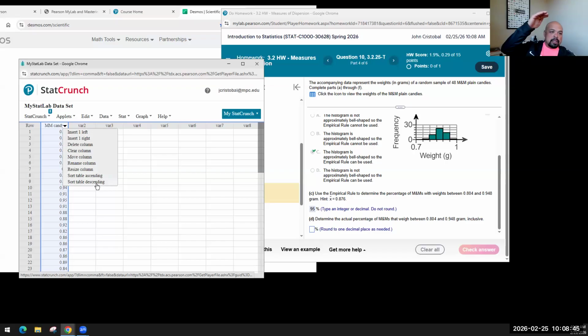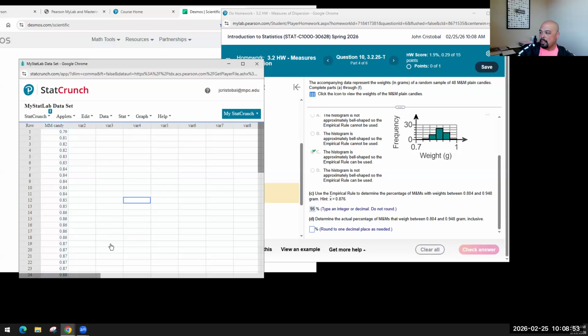Descending means starts big, goes to small. Ascending starts small, goes to big. So if I do sort table ascending, there we go. So now it's from least to greatest.